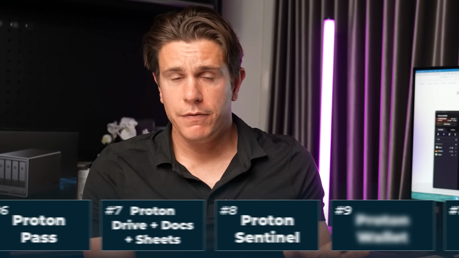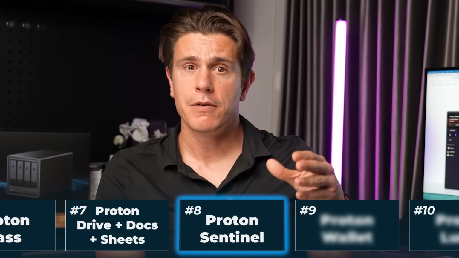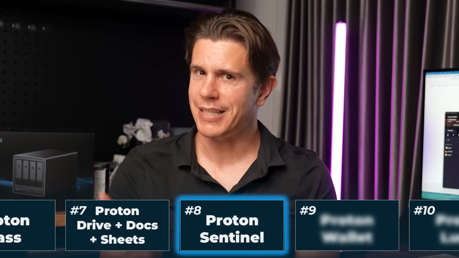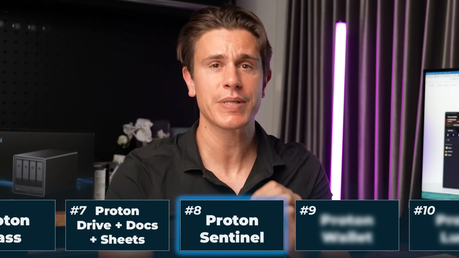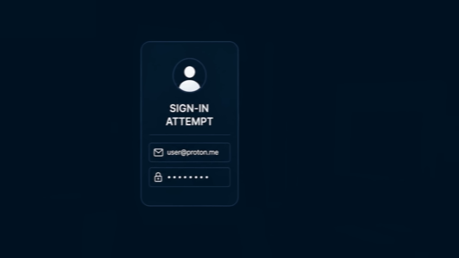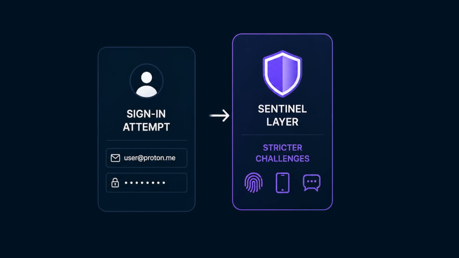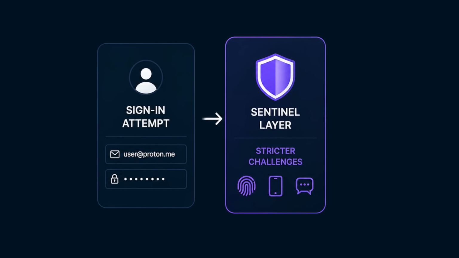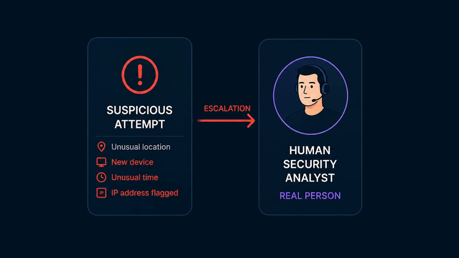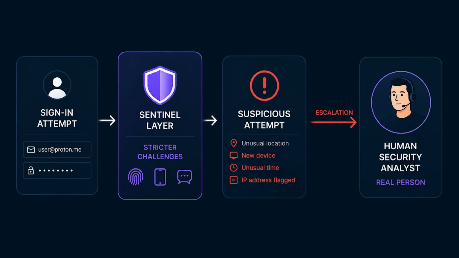Remember that shield icon from the mail section when we flipped on Proton Sentinel and I said I'd get back to it? Well, now's the time, I promise you that. And here's what Sentinel actually does for you. When someone tries to break into a Proton account, Sentinel applies stricter challenges to that sign-in attempt. So a stolen password alone is a lot less likely to get someone in. Anything that still looks suspicious gets escalated to actual security analysts at Proton. Actual real humans, not an algorithm or some Gemini-powered support bot.